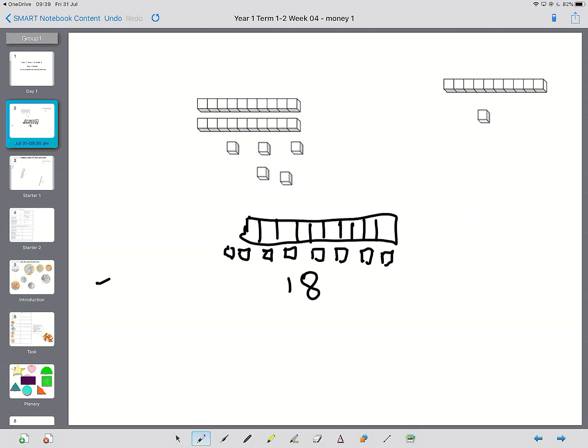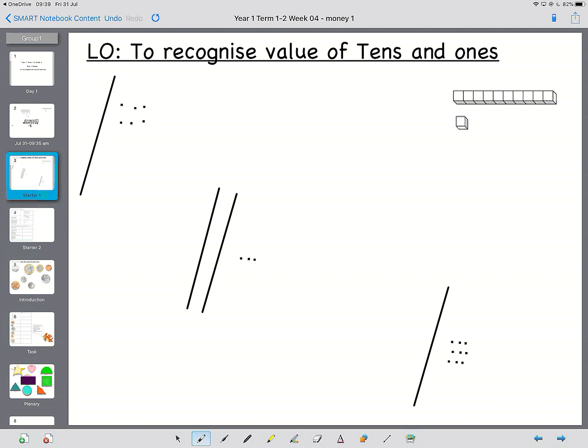So here we go. This is how we represent tens and ones. So what do you think this long line represents? Brilliant. That would represent the 10. And what do you think these dots represent? That's right, they represent the ones.